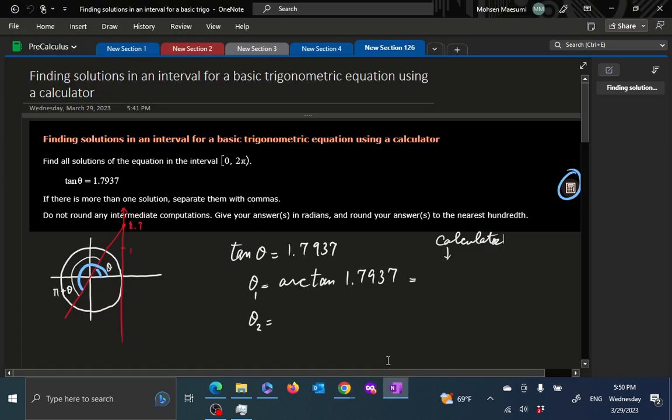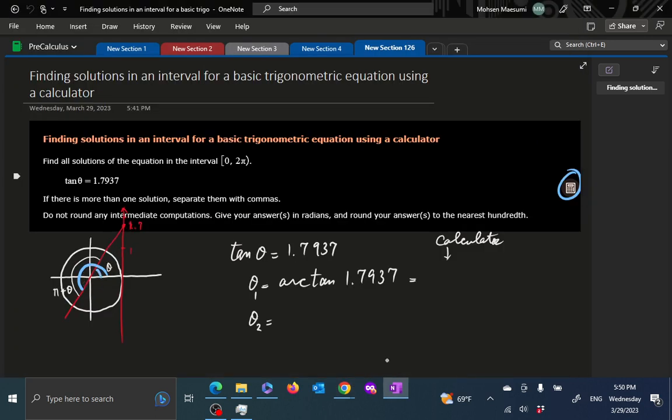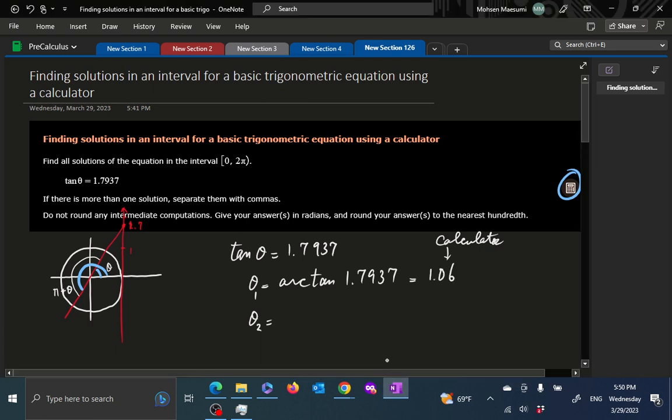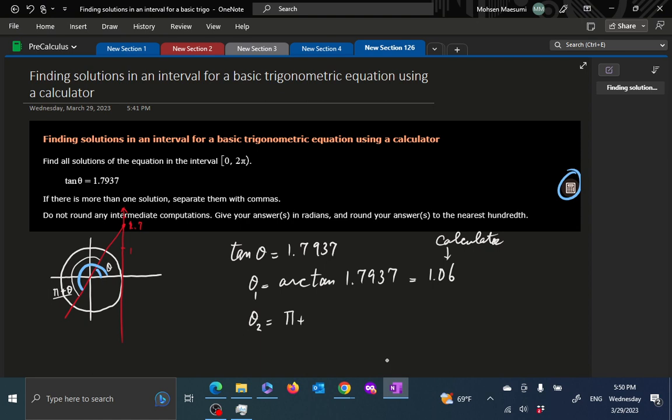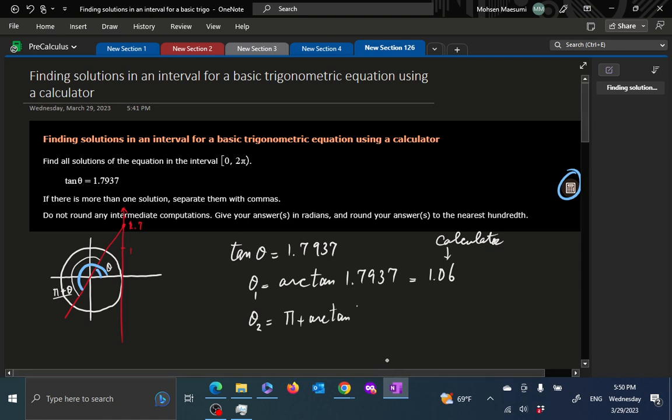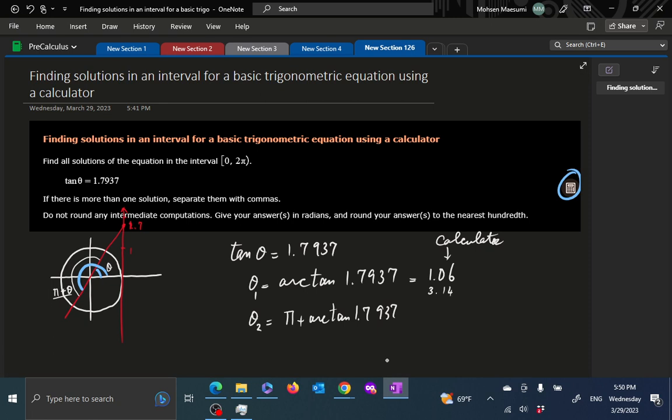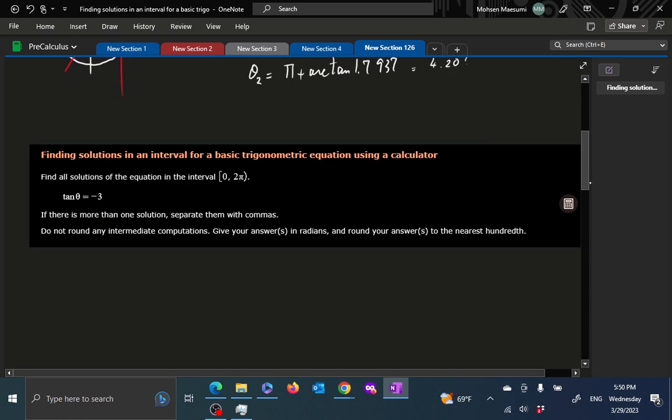1.06. Eyeballing it, this is about 1 radian. So 1.06. The second one, you have to do it yourself. The calculator doesn't provide it to you. You have to add pi to this. So pi plus arctangent of 1.7937. So you're adding 3.14, etc. to this thing. So 4.20. Make sure that your rounding is all correct. So that's the answer to this one.